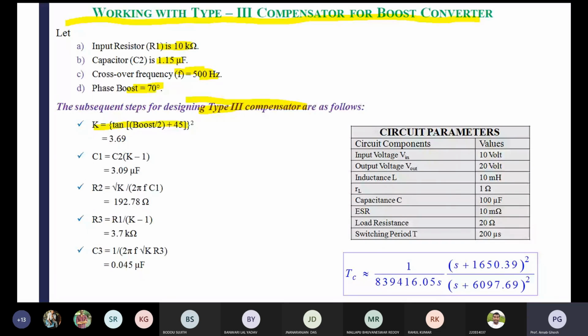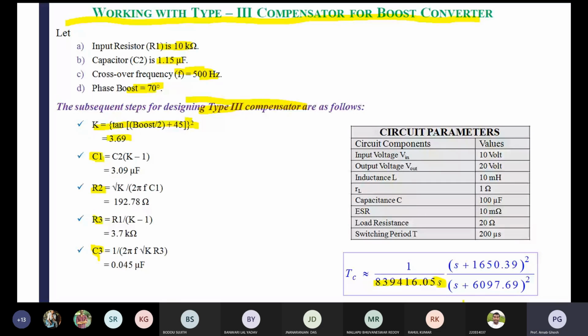Then C1, R2, R3 and C3. Finally you are able to find out all those values, and if you place them, you can get the transfer function of the type 3 controller. From this transfer function you can see one pole at the origin, that is the denominator, and in the numerator two zeros are there. Two zeros are at the same location, and two poles are at the same location.